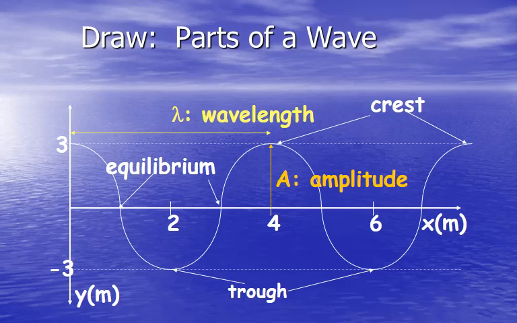We know that the wavelength is from a crest to a crest or a trough to a trough. So in this case, the length of that would be 4 meters. And then the amplitude is from equilibrium to a crest or equilibrium to a trough. What it's not is from a trough to a crest, and that's a common mistake. The amplitude is just from the equilibrium to a crest or equilibrium to a trough.